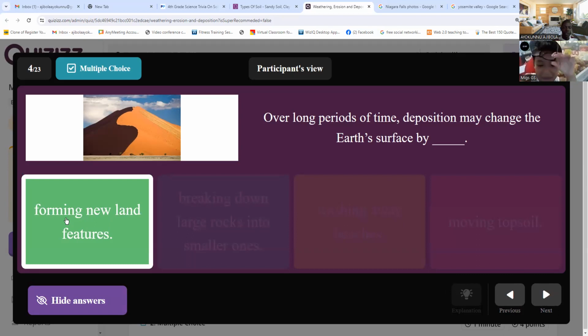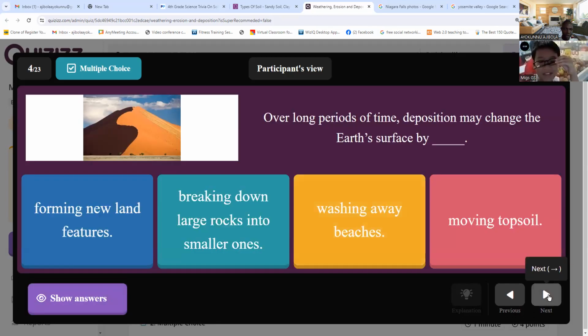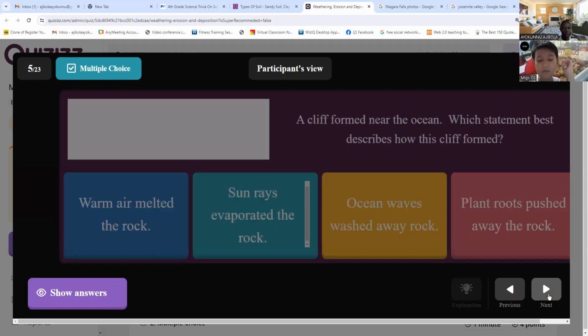So deposition does not involve breaking down. It does not involve washing away. It does not involve moving, but it involves putting more on one spot. Is that clear? Putting more in. So that is the answer to that. Okay, let's go to the next question.